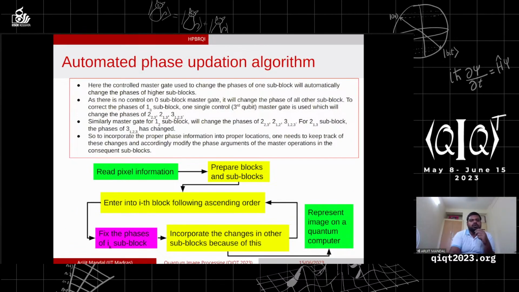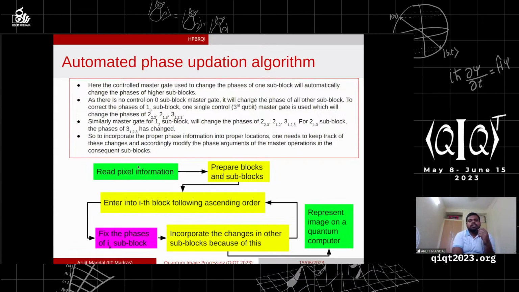So let's say you want to fix the phases of the 1 3 subblock. Now we have to subtract the effect of the 0th block from the original phases of the 1 3 subblock. Now when you fix this, it will change the 2 1 3 and 2 3 subblocks. So you have to maintain that record. So our algorithm will work like this.